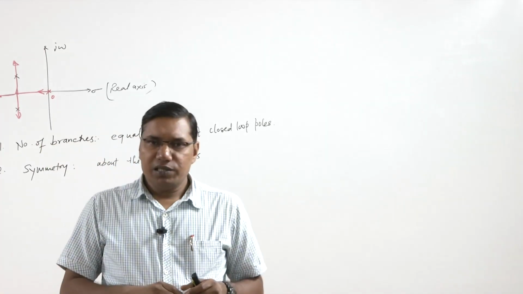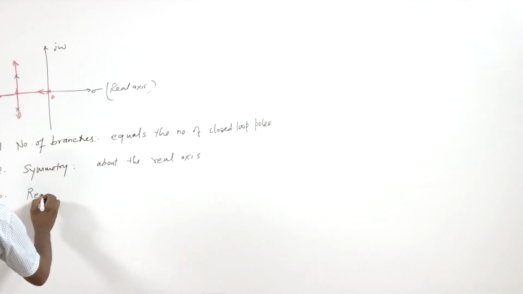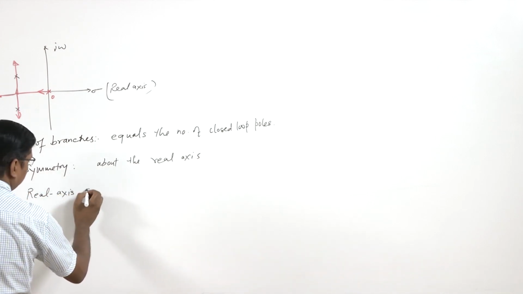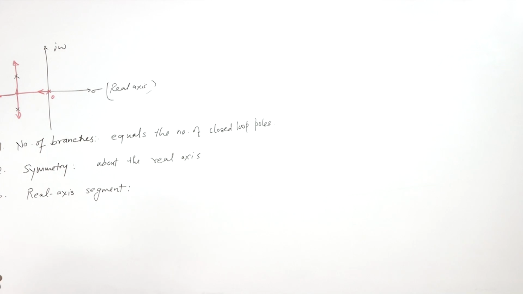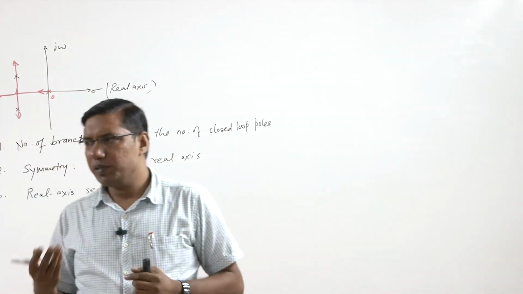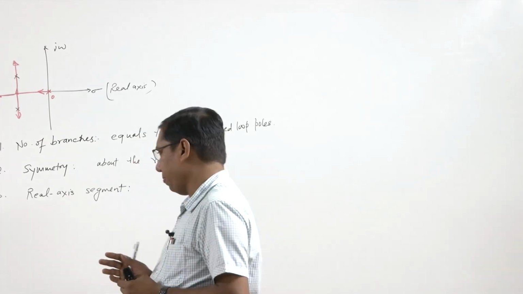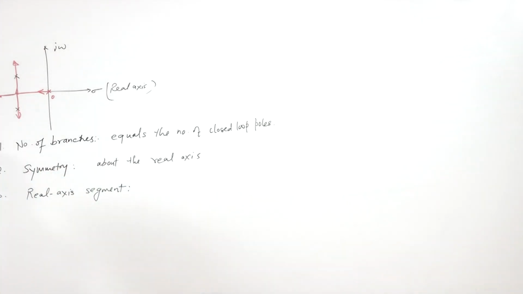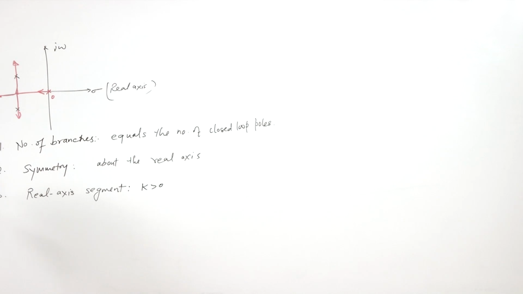The third point is the real axis segment. Real axis segment means: where on the real axis, if there are a number of poles, should the root locus be and where should it not be. This real axis segment is for K greater than 0, of course, as we are taking K greater than 0.